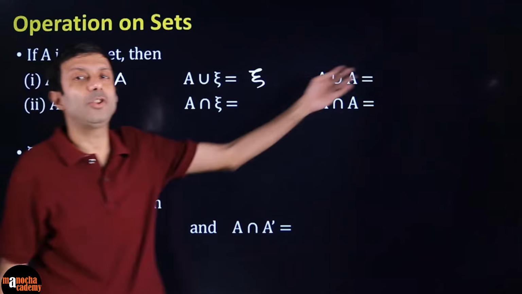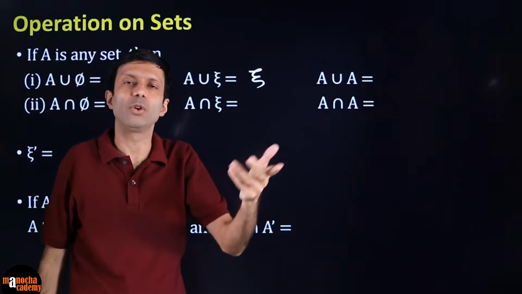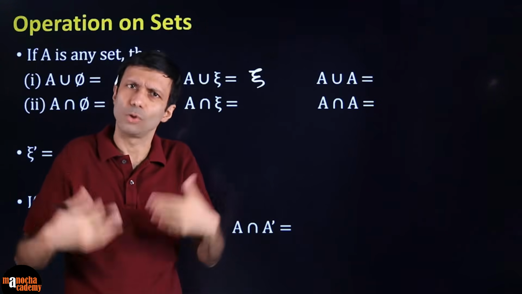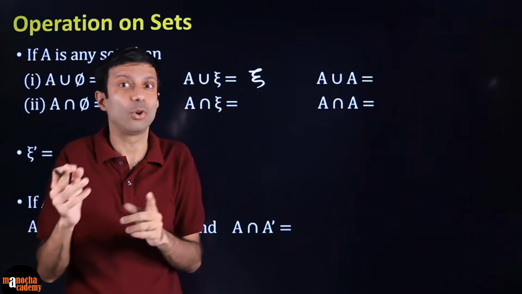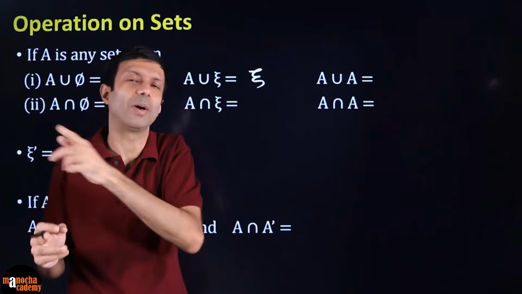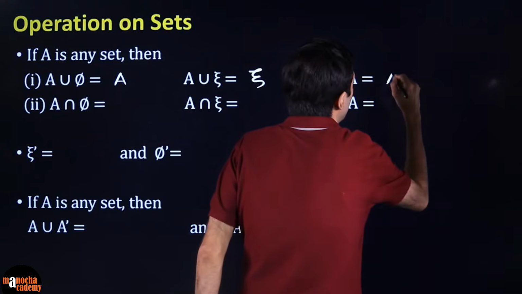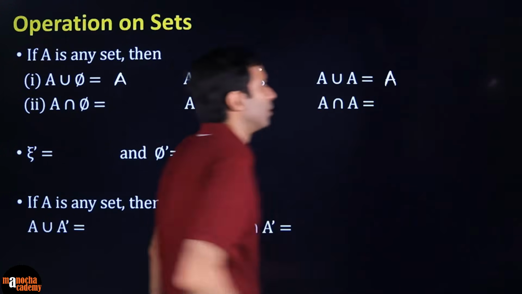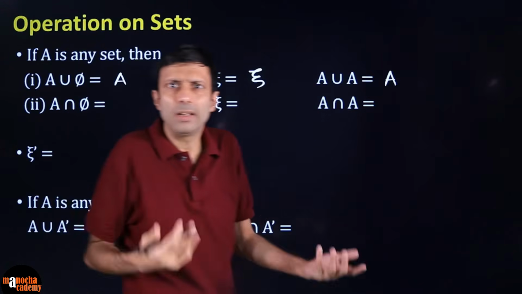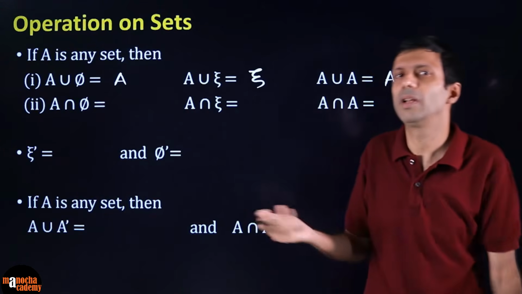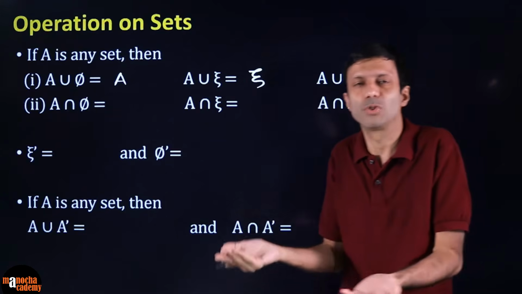And what is A union A going to be? If you take A as 1, 2, 3 and do a union with it, you're going to get the same thing, because in a set you don't repeat the elements. You don't write 1, 2, 3, comma 1, 2, 3. They all have to be unique. So A union A is going to be A. Fantastic. So you can see these are very easy. Don't learn them. Understand them with an example and you'll be able to solve them and remember them.